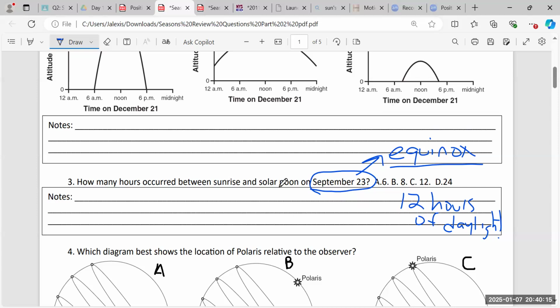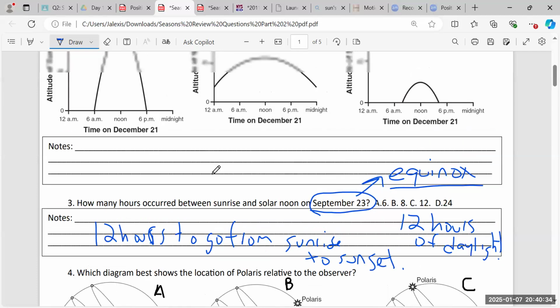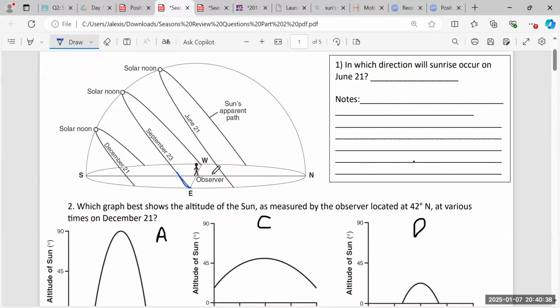Right? What does that mean? It takes 12 hours to go from sunrise to sunset. You with me now? All right. So that means when I look at my diagram, it took the sun 12 hours to go, rising at the east and setting in the west, right? To go from sunrise to sunset. Took 12 hours.